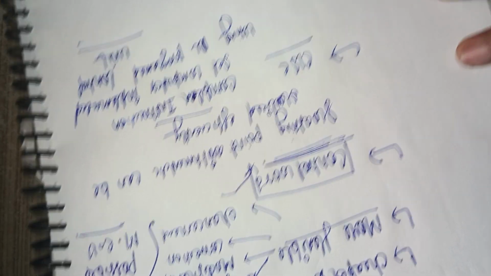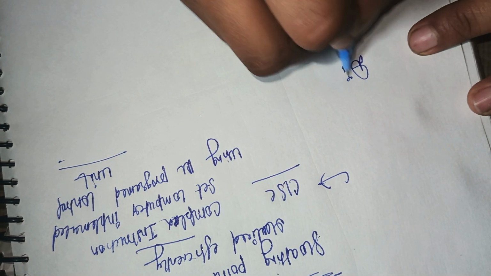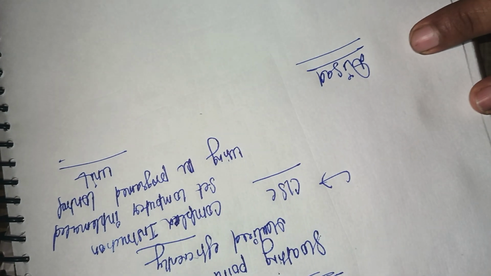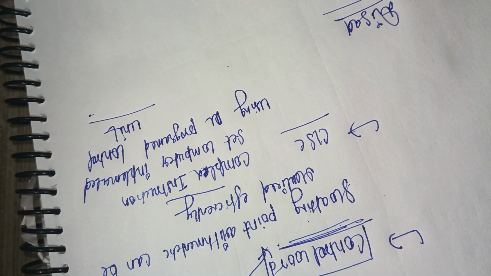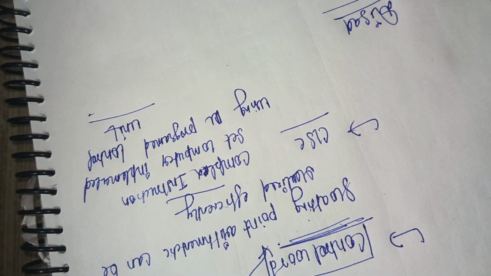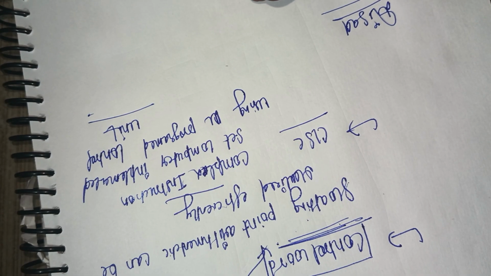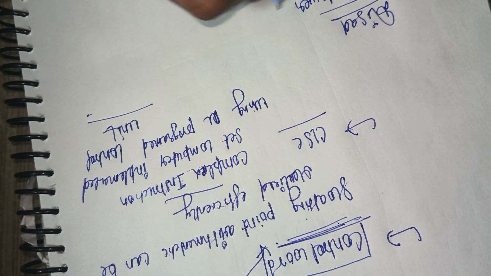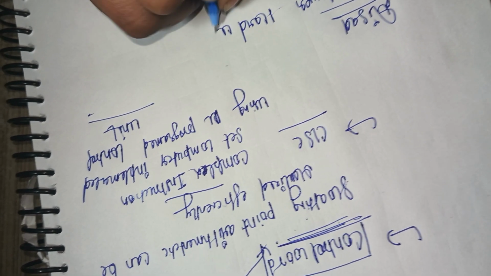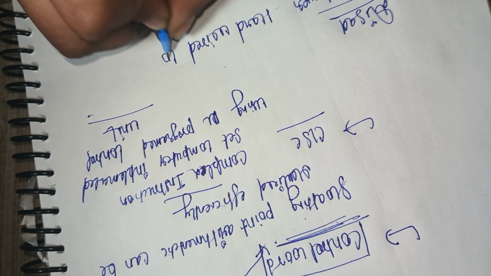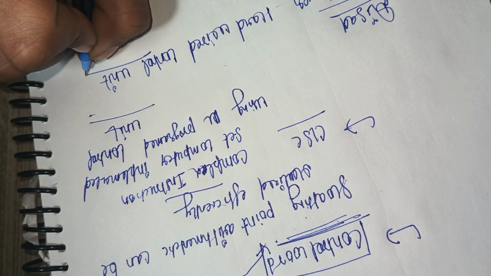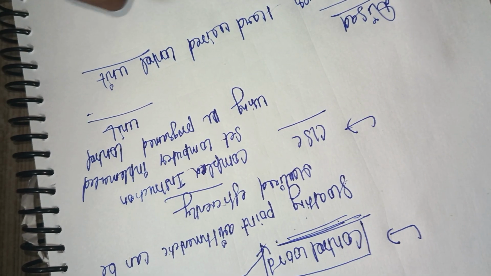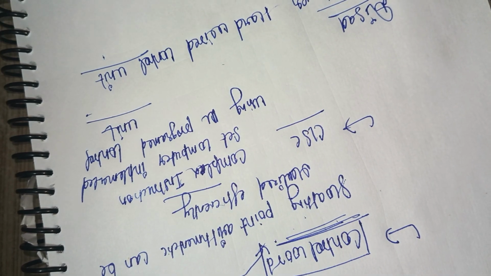Now, if we talk about the disadvantage of the microprogram, the microprogram control unit is slower than the hardwired control unit. The reason behind this is the time required to access the micro instruction from the control memory.